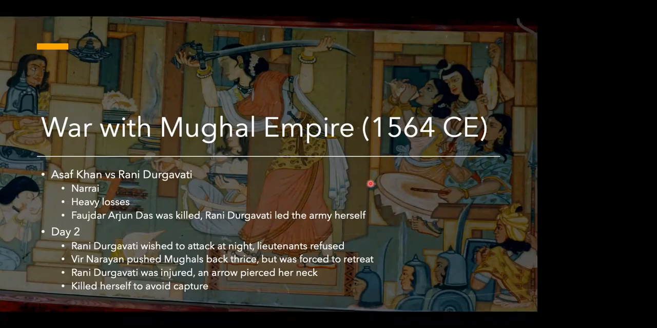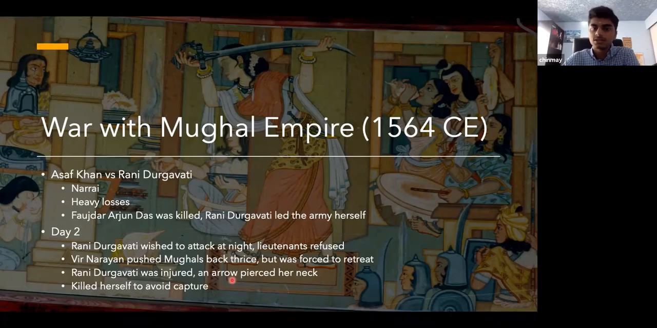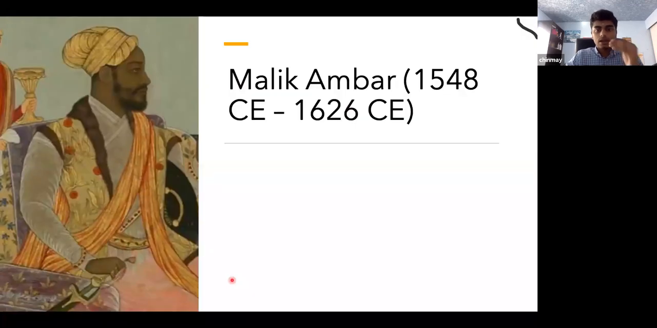So that led to the death of Rani Durgavati, who was a great king of India. And that led to Gondwana being invaded by the Mughals. And now we move on to Malik Ambar. Malik Ambar was also around parallelly during this time. So all these great people were living parallelly in their fight against Mughal imperialism and Mughal dominance.